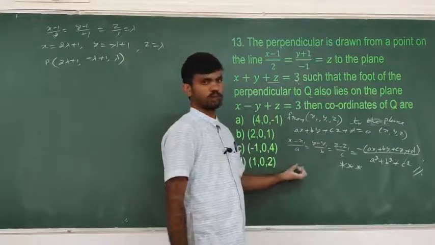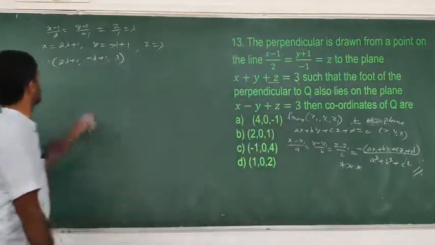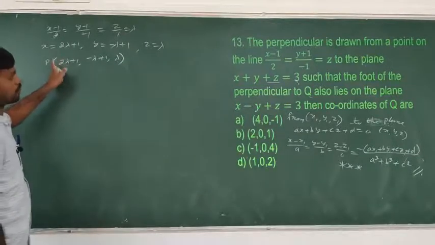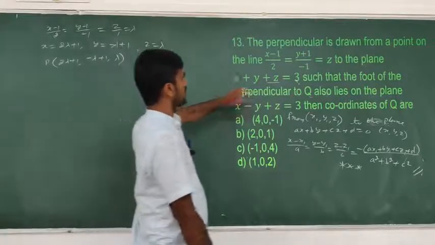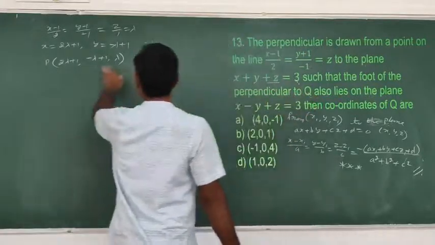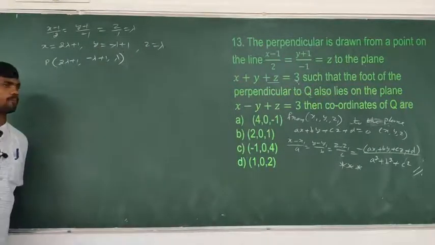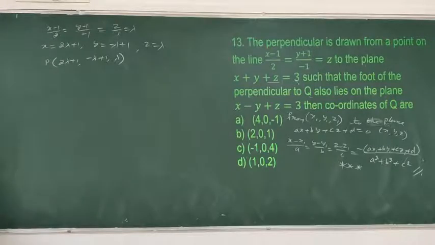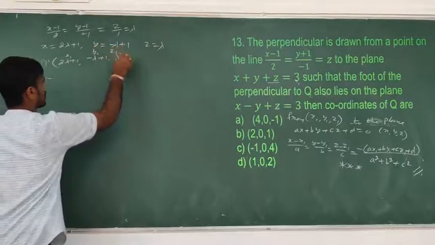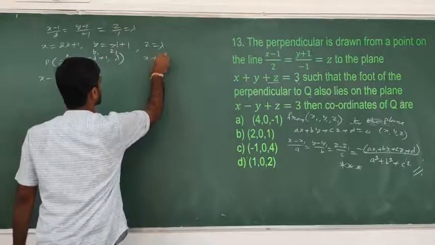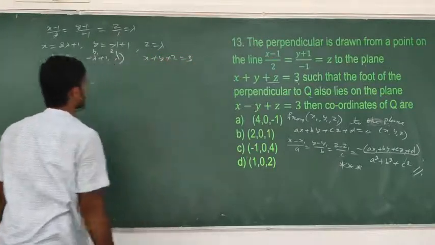Okay, in the same formula, there we multiply by minus, here we just multiply by minus 1. So here the coordinates of the point P are (2 lambda plus 1, minus lambda plus 1, lambda). Here they say Q is the foot of the perpendicular from the point P. So the coordinates of Q: this one is (x1, y1, z1), to the plane x plus y plus z is equal to 3. Therefore the value of a is 1, b is 1, c is 1 and d is minus 3.